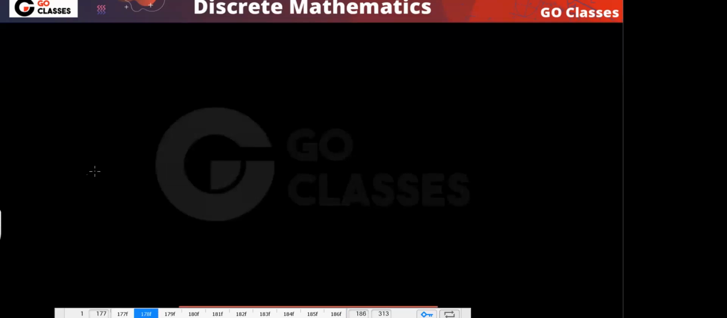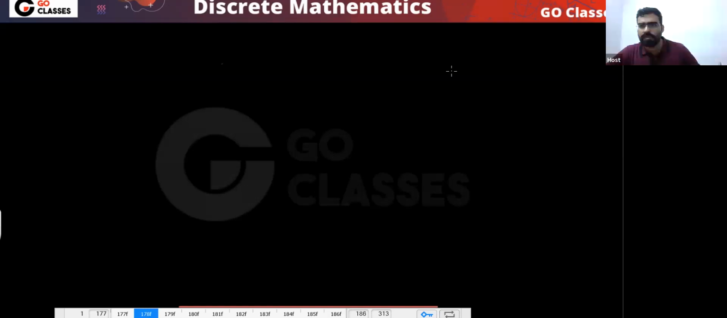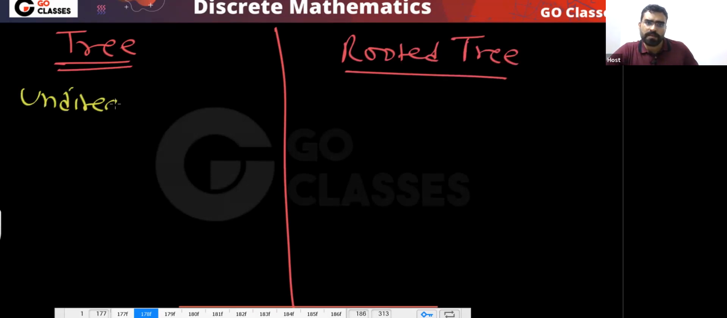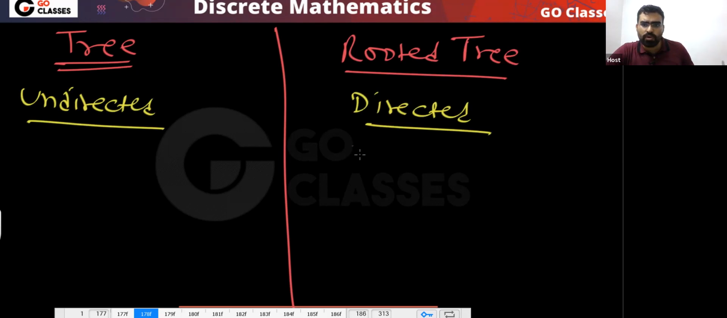But the concept of a rooted tree is a very misunderstood concept. Many people don't really understand rooted trees. Remember, a rooted tree is not an undirected graph. First of all, a rooted tree is not a tree. Remember the difference between a tree and a rooted tree. A tree is an undirected graph and a rooted tree is a directed graph. This is undirected and this is directed.